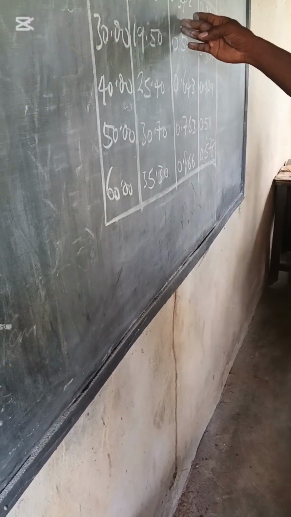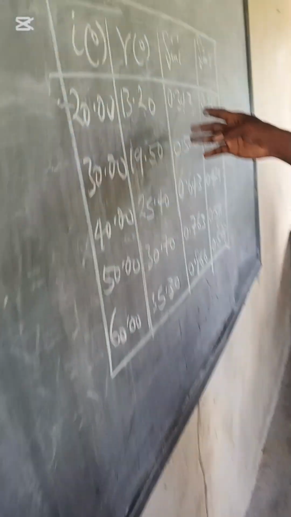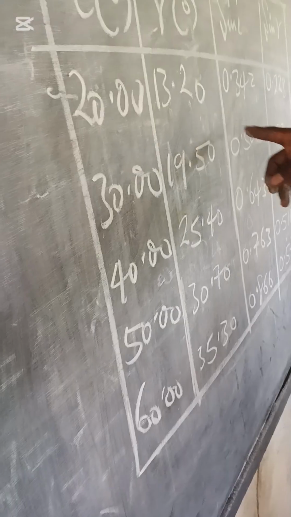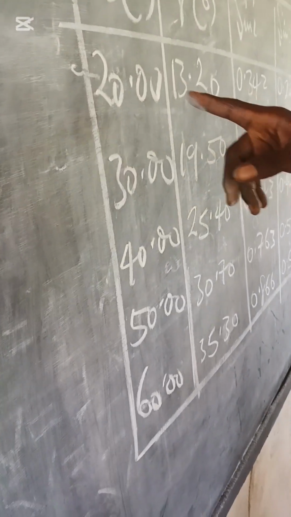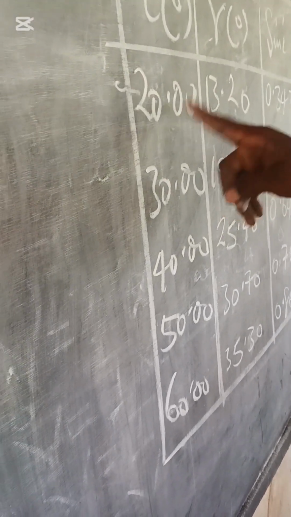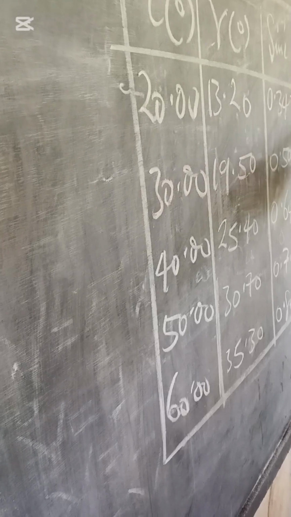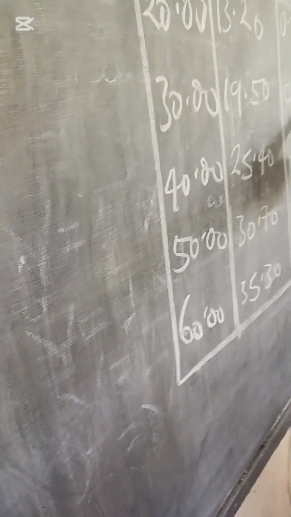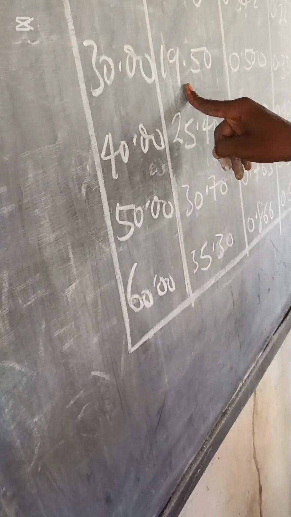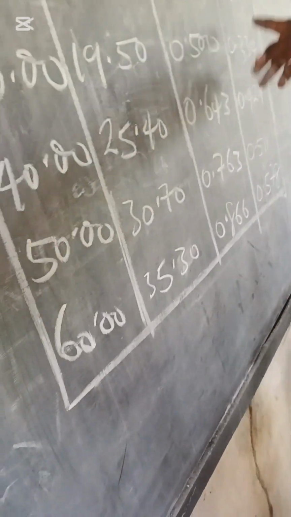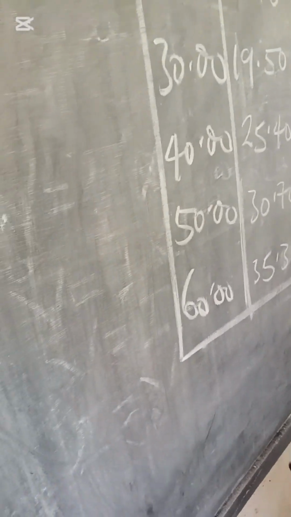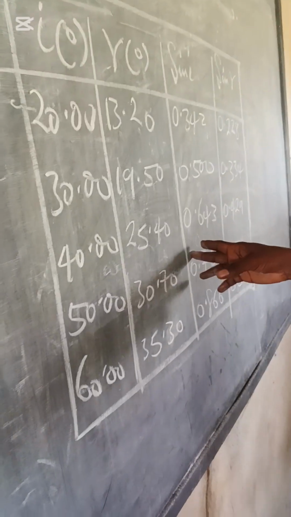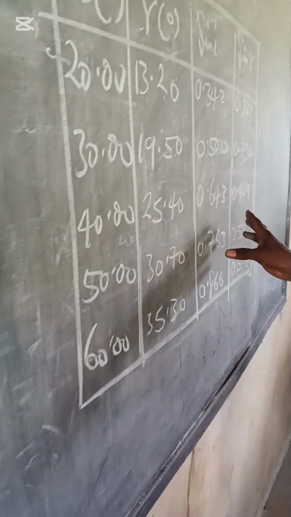Then how do you get this place? You say sine 20 to get this, and sine 13.2 will give us this. Sine 30, I think that gives this, and sine 19.5 gives you this. So these are various results. These are the results of a candidate, an SS2 student. So this is your own result, and we have different results for different students.